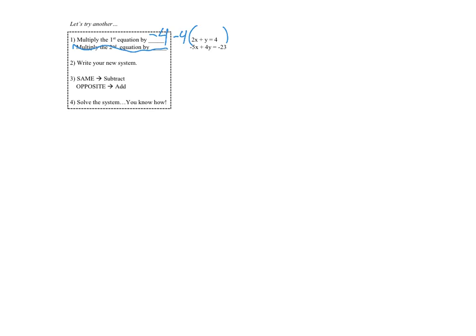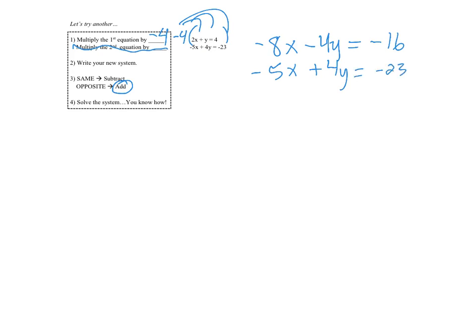And since I'm going to be multiplying by a negative to get opposite signs, I'm going to be able to add. So this will give me negative 4 times 2x is negative 8x. Negative 4 times y is negative 4y. Negative 4 times 4 is negative 16. And then I'm just going to rewrite the second equation. I didn't have to multiply it by anything.